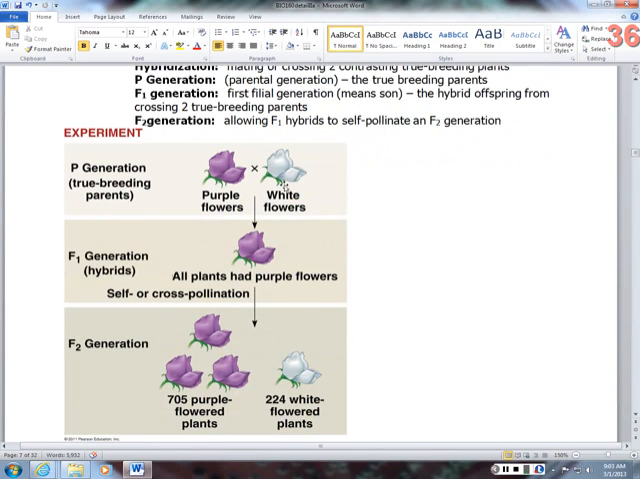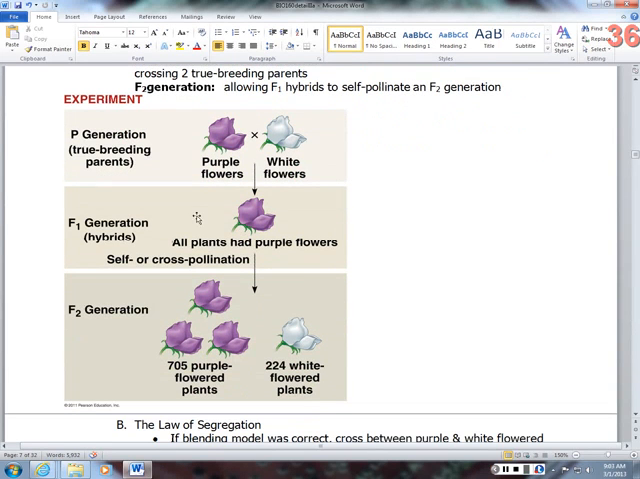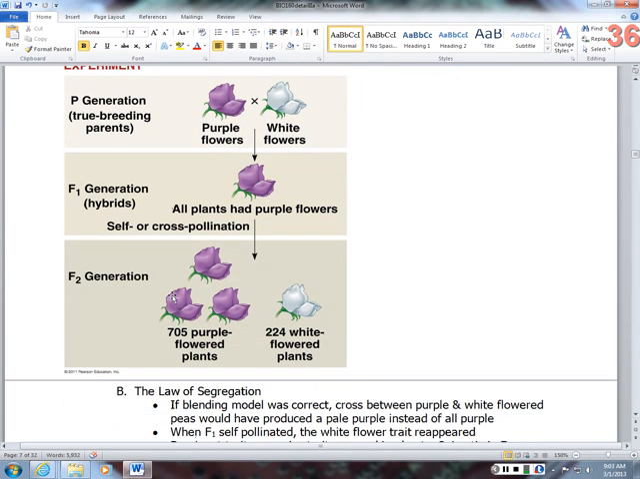So with your true breed parents, you had the purple and the white. The purple was the dominant trait, and so when you crossed a purple with a white, you got a purple. So your next generation, you had all purples. When you crossed those purples together, you got a combination of some that were purple and some that were white.